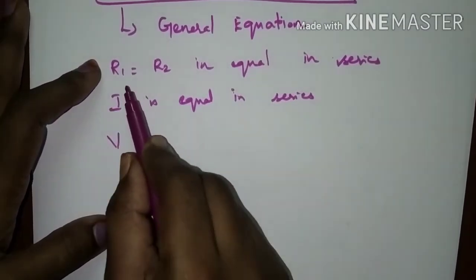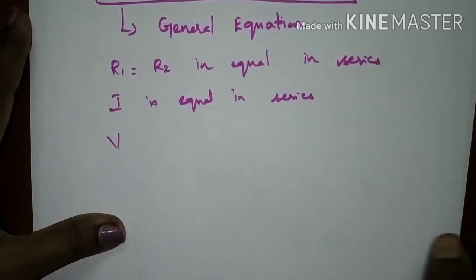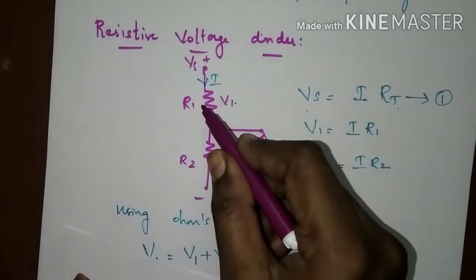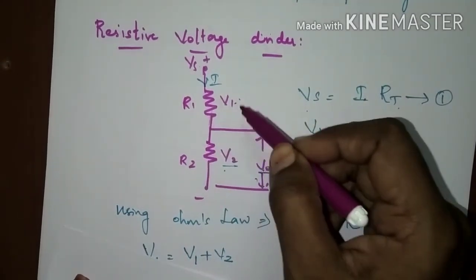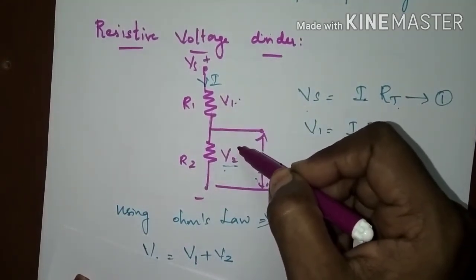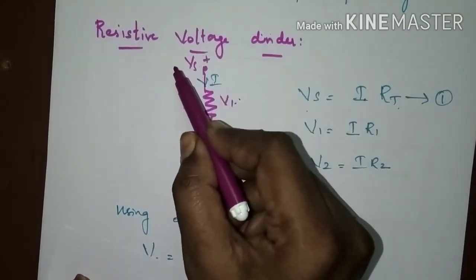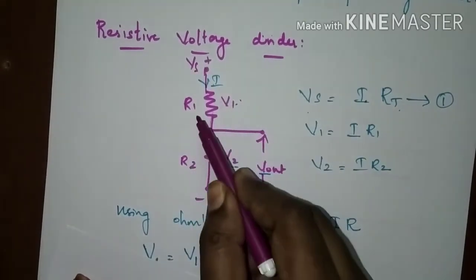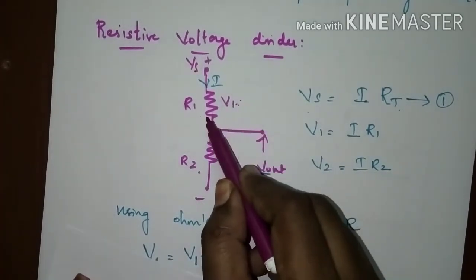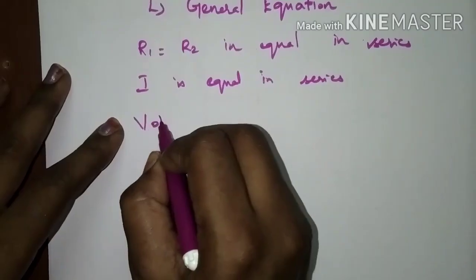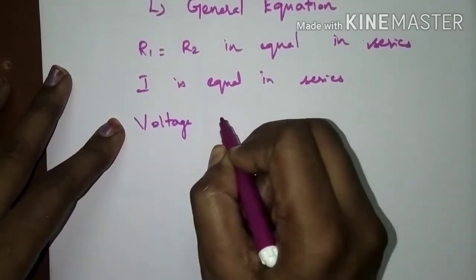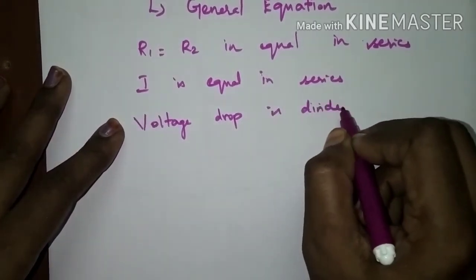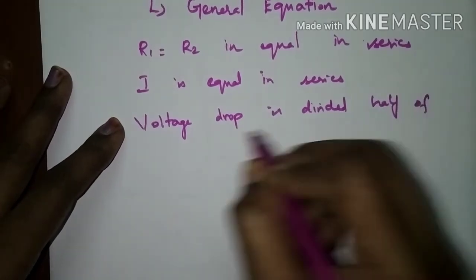So if R1 and R2 are equal in a series circuit, in the case of the potential divider, the drop across each element would be the same. The supply voltage would be evenly dropped across these two elements. If the supplied voltage is 100 volts and R1 and R2 are the same, then 50 volts would be dropped here and 50 volts would be dropped here. The voltage drop is half of the supply voltage.